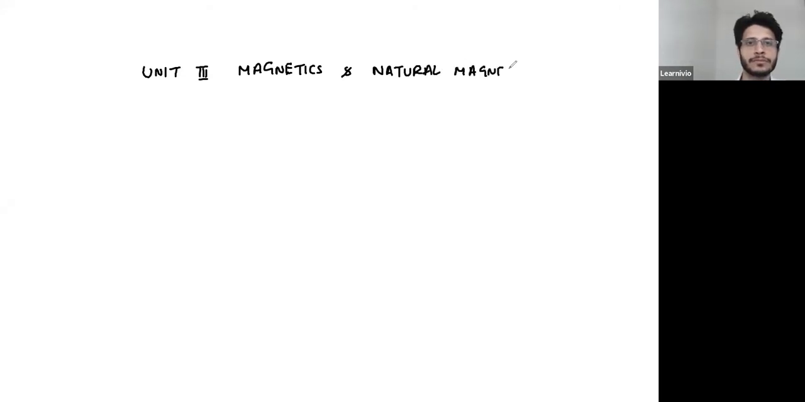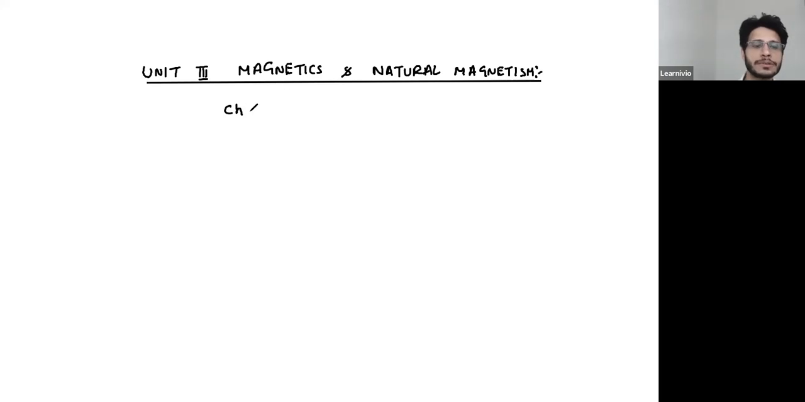So after current, let's start with unit number 3. That's magnetics and natural magnetism. So this magnetics and natural magnetism have 2 chapters.